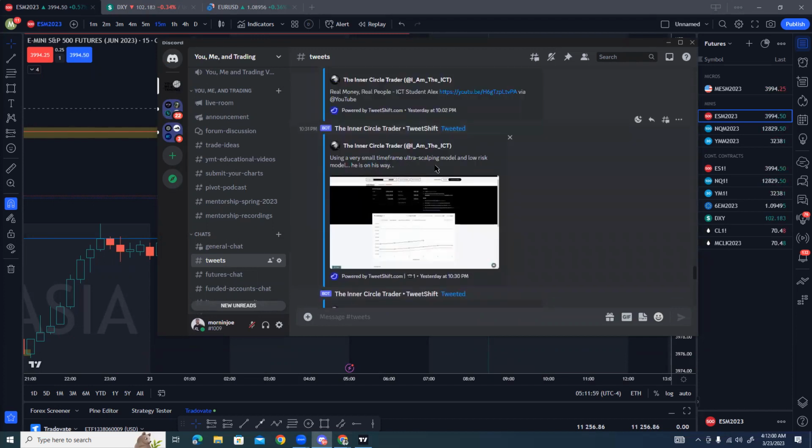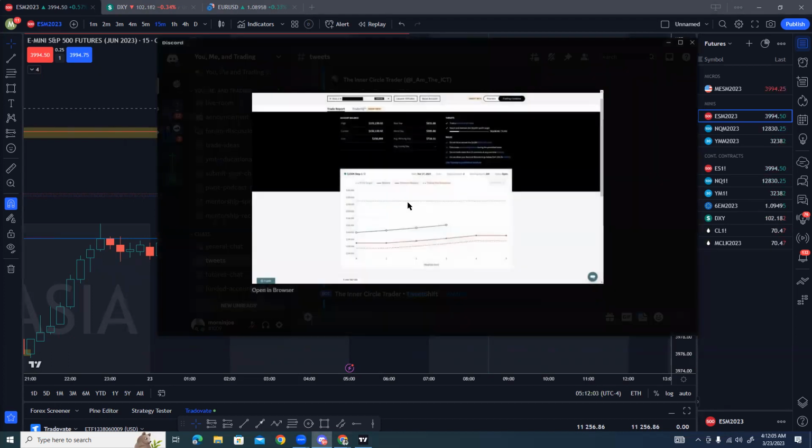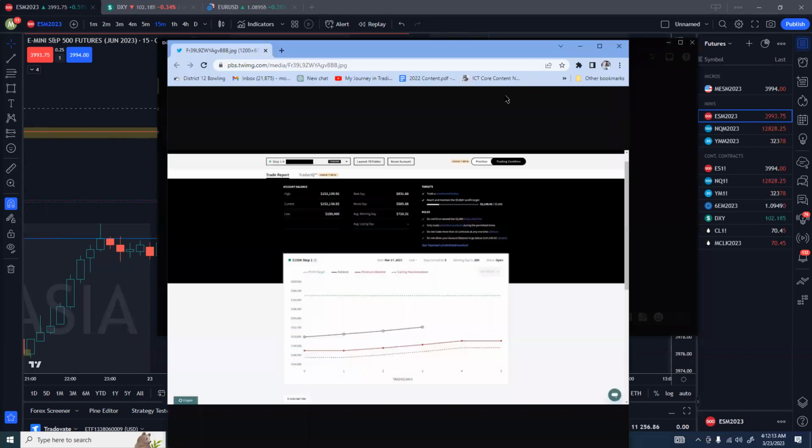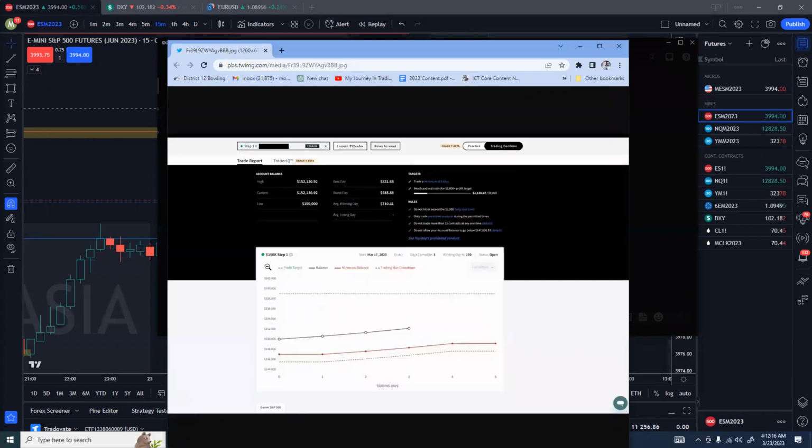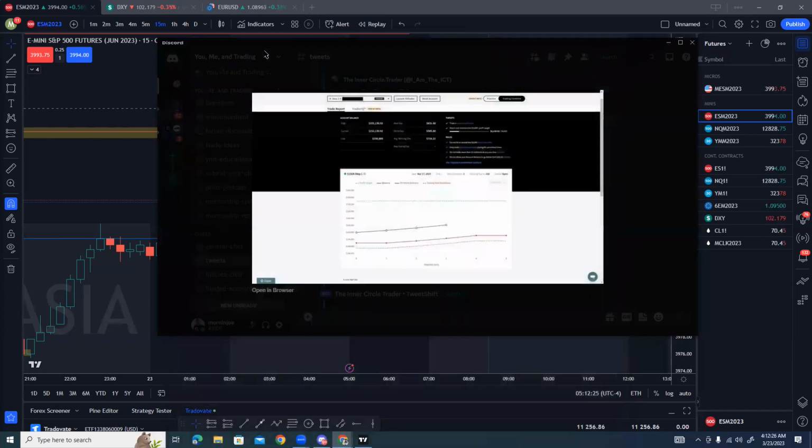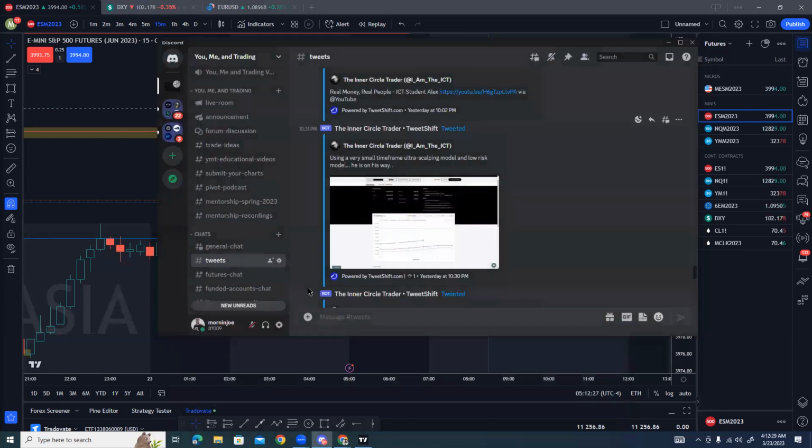Using small time frame, ultra scalping model, and low risk model, he is on his way. I think this is his son. Yeah, right now his son. He's also teaching his son at the same time. So his son's in a 150K Top Step account. But yeah, very much recommend paying attention to the tweets.